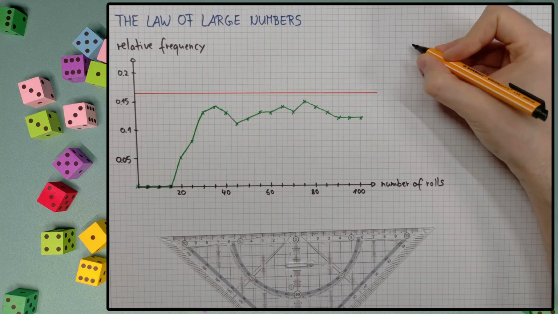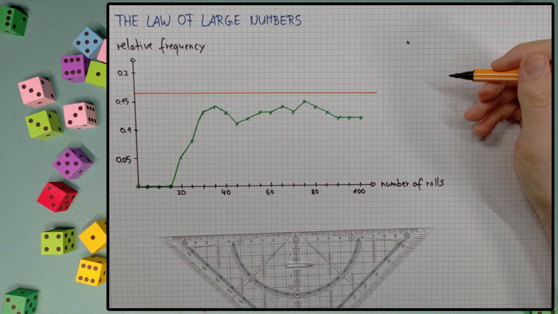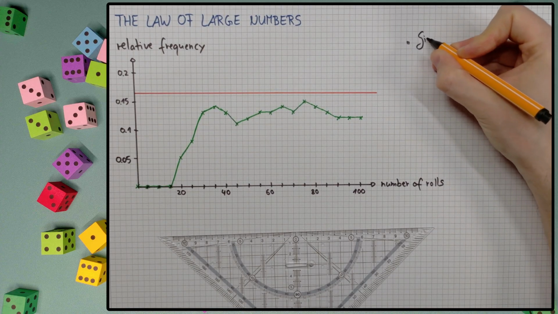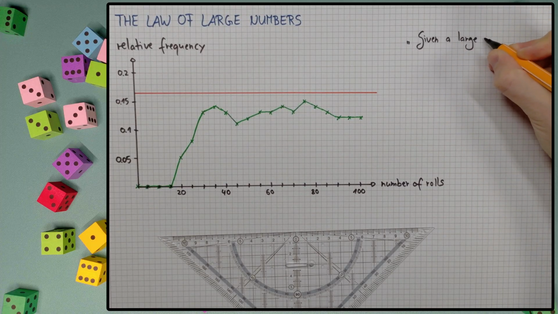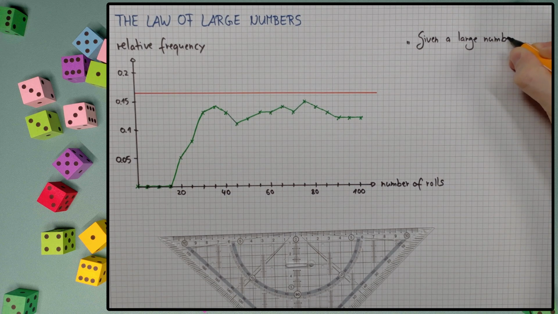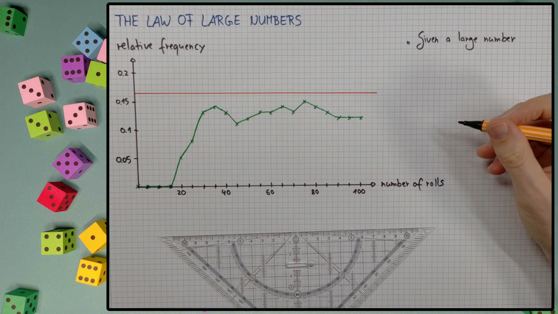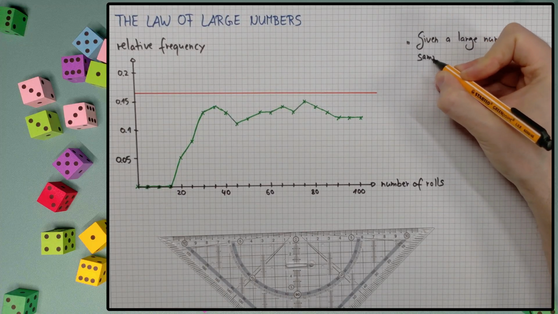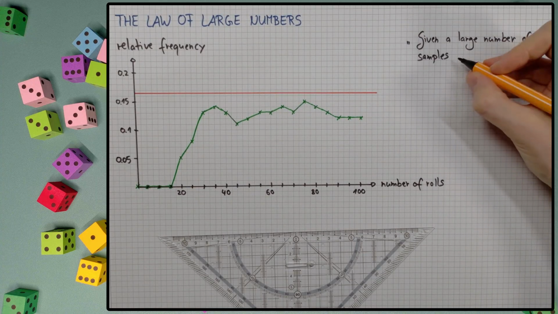So let's take a look at, well, the law of large numbers. What does it say? Given a large number, well, that's hardly surprising. A large number of what? Of samples. In our case, a large number of rolls.